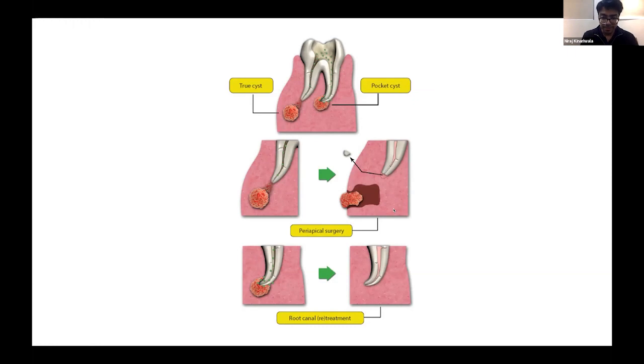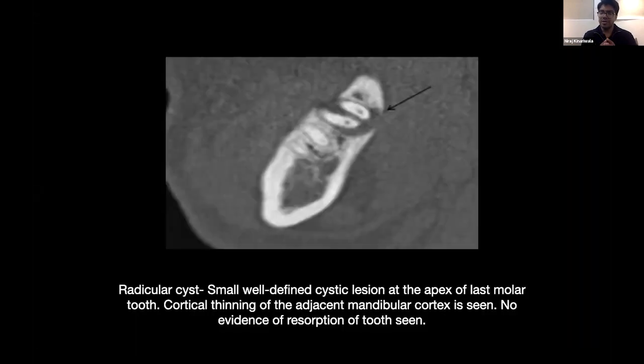To sum it up, you need to take proper radiographs, and you need to take proper pulp vitality tests, and that will help us decide which type of intervention a clinician should take for a particular jawbone lesion. On your screen right now, what you can see is a radicular cyst which has been caused around the tooth.